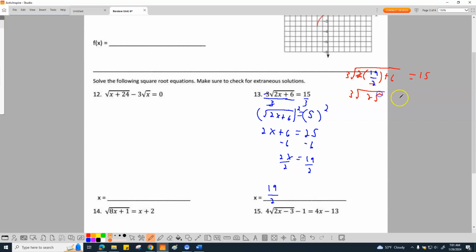25, equal to 15. The square root of 25 is 5, so I have 3 times 5. Is that equal to 15? Yes. 15 is equal to 15. This is true. True, so this is a solution. Boom, ba-doom, boom, boom. Good job.